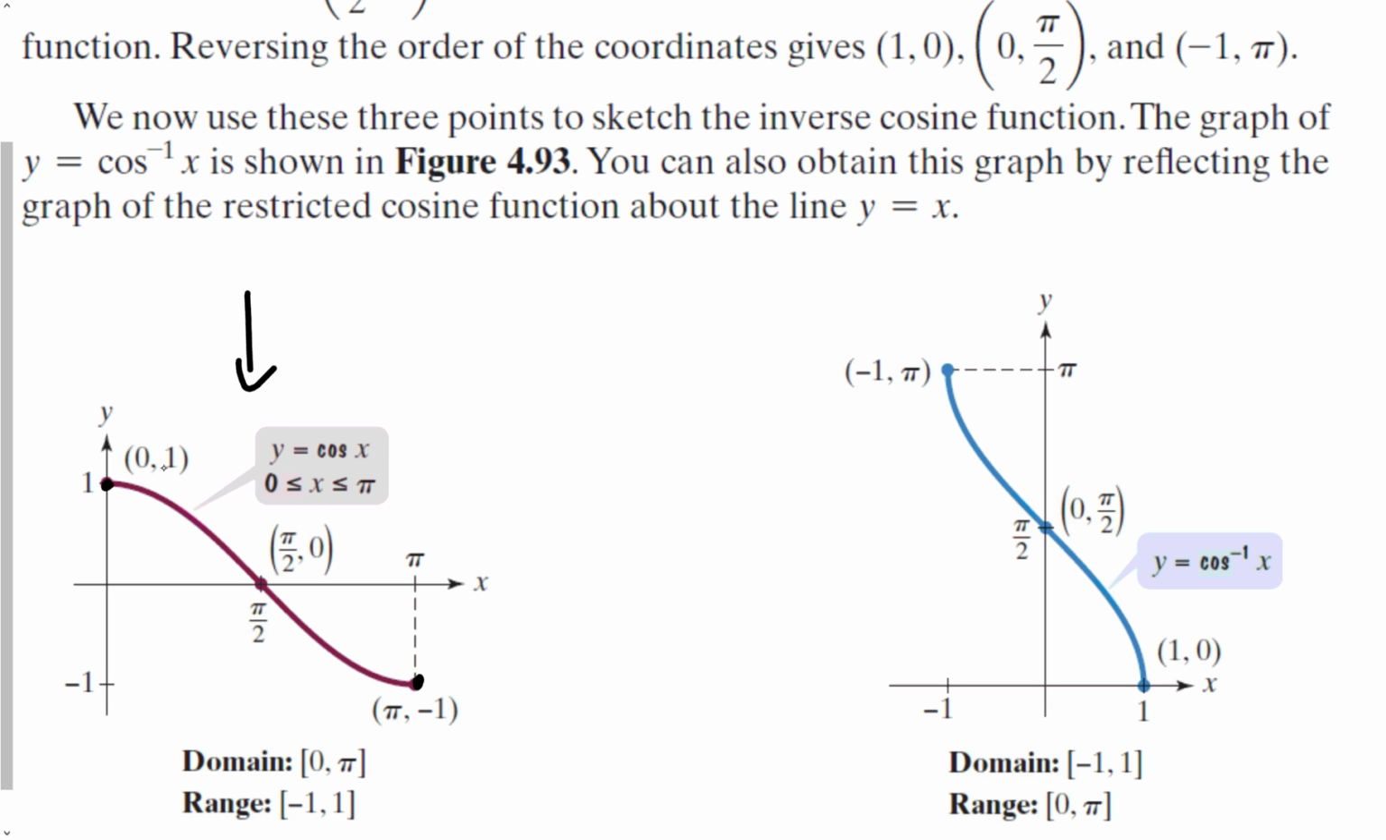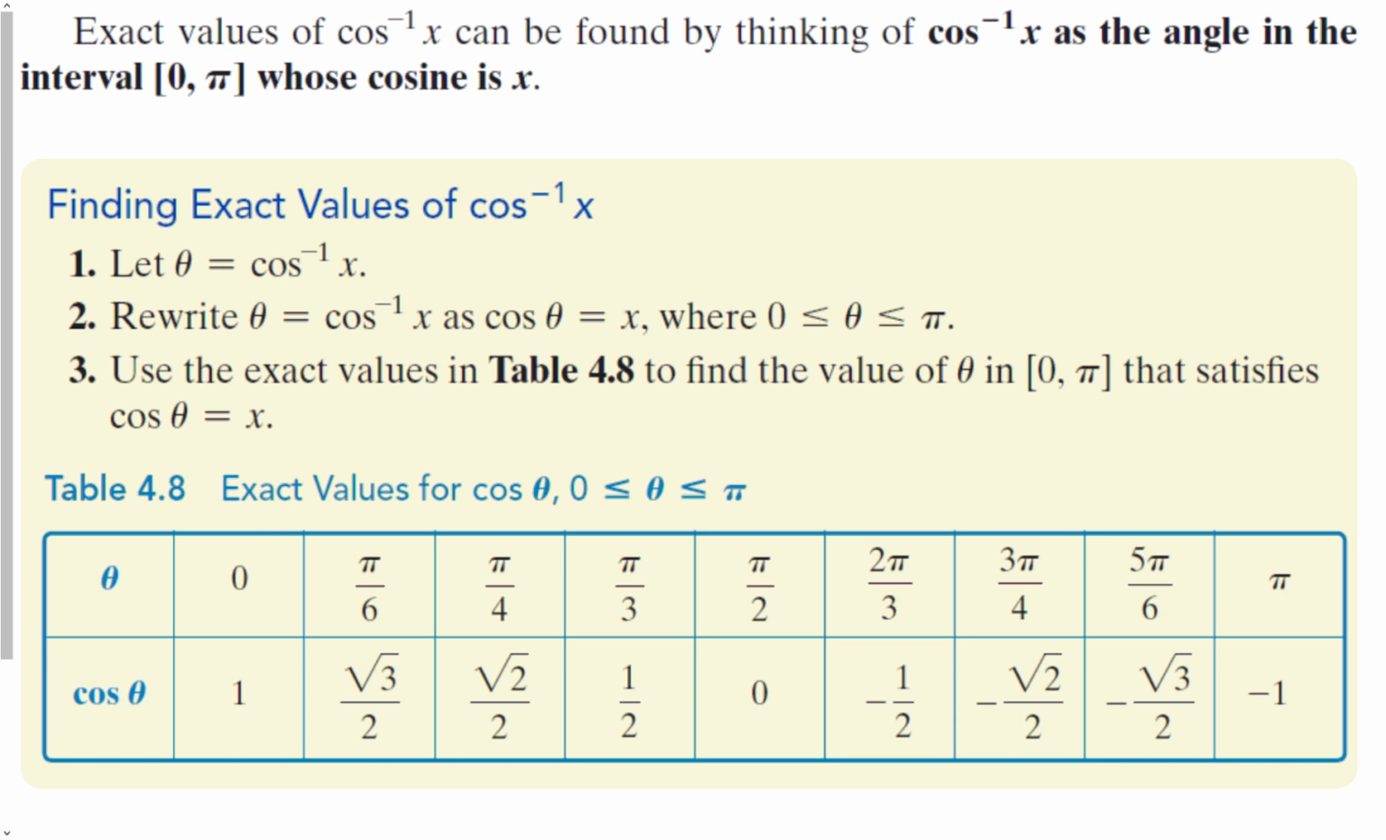So this one becomes 1, 0. This one becomes negative 1, pi. So you get this little swoop that goes a little bit backwards. Okay. Domain here was 0 to pi, range negative 1 to 1. Domain and range switch because they are inverses and we're switching x and y.